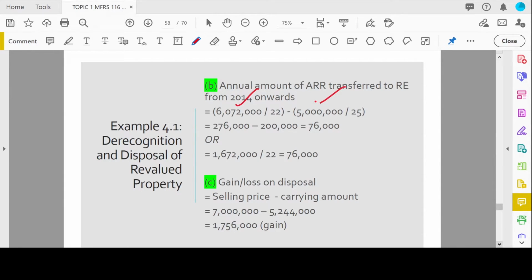Therefore the new depreciation is 276,000 minus the old depreciation of 200,000. There is a difference of 76,000, meaning that starting from year 2014, we are going to transfer 76,000 ringgit from ARR to retained earnings. Another way to calculate this is to take the revaluation surplus balance in ARR, which is 1.672 million, divided by 22, the remaining useful life. You should get the same amount, which is 76,000.